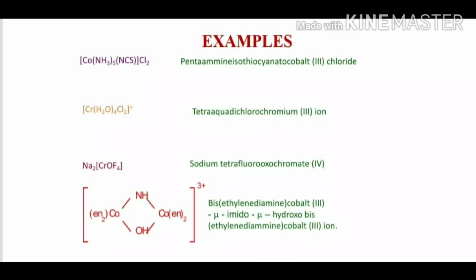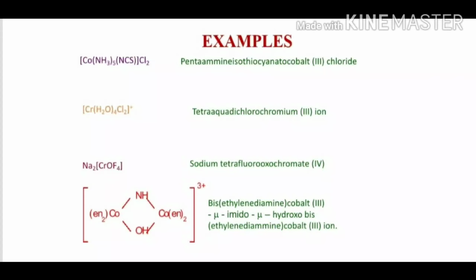So outside there is 1 positive charge, totally 3 positive charge. So this is chromium, the oxidation number of chromium is 3. So now the name is tetraaquadichlorochromium(III) ion. Okay. Then the next example, there is no charge here.